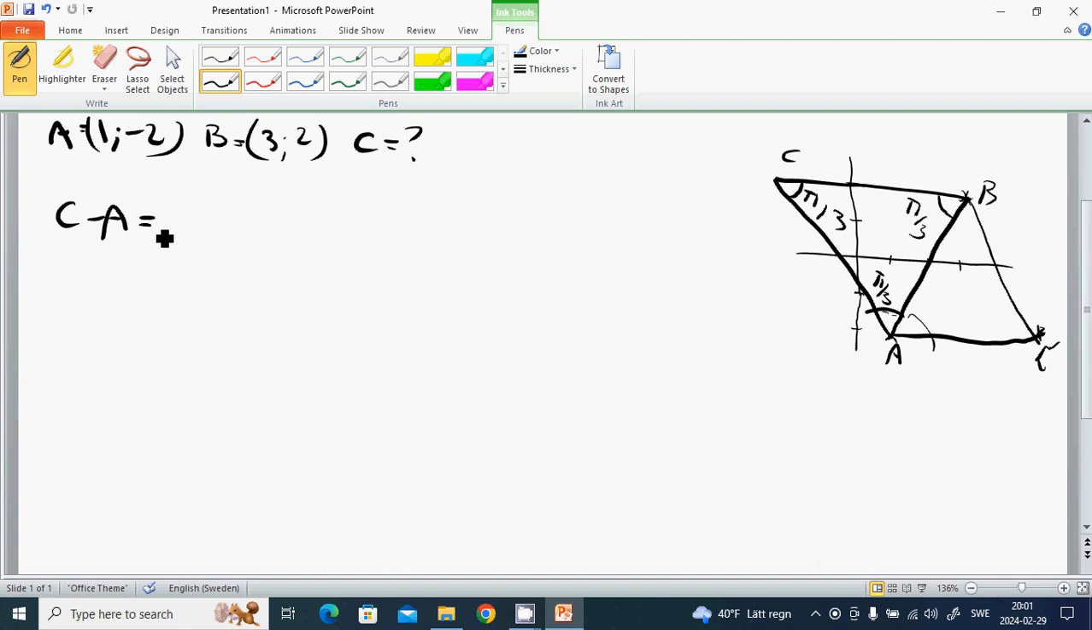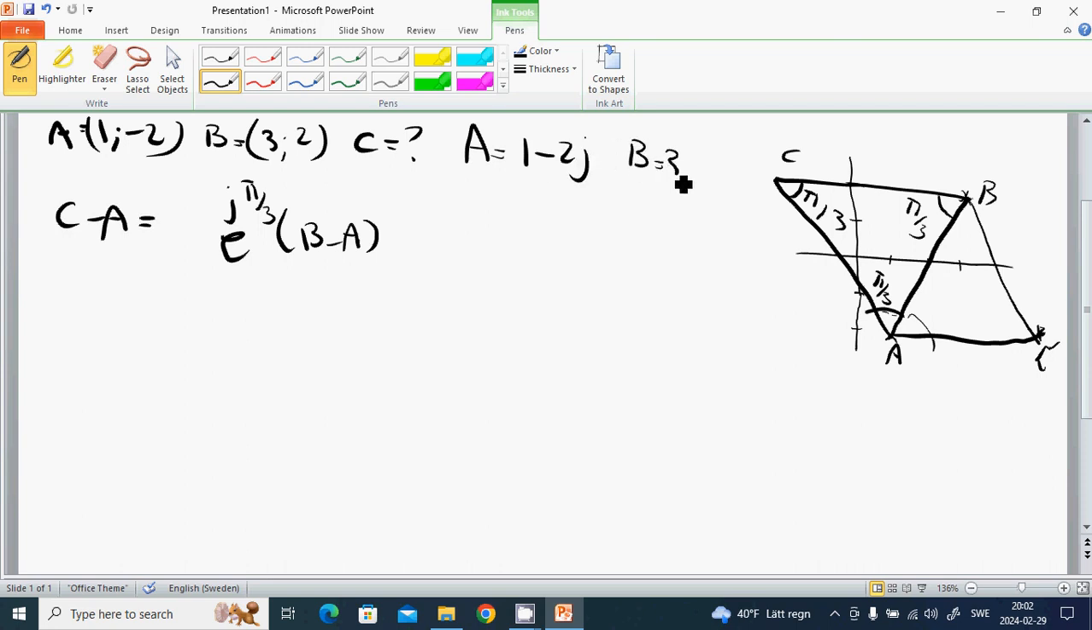This one is C equals e to the power of jπ/3 multiplied by (B minus A). A equals 1 minus 2j, B equals 3 plus 2j.